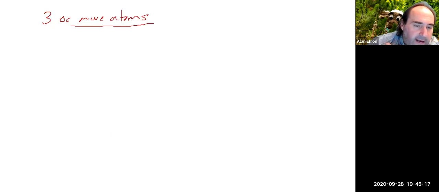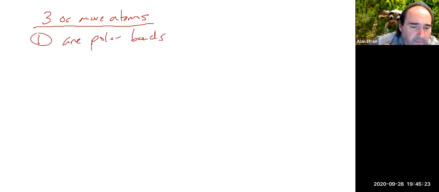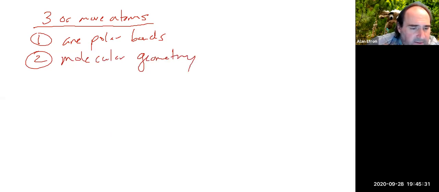When you have 3 or more atoms, you have to look at, are there polar bonds? And if there are polar bonds, what you have to look at is the molecular geometry. So we talked about how you could do it and that these little lines are vectors and all that. But we also talked about symmetrical geometries.